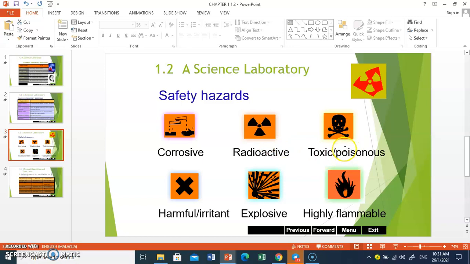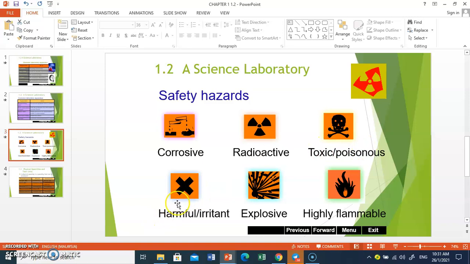The third one is toxic or poisonous. So the chemical with this symbol is poisonous or toxic. So do not drink, eat, smell, or taste this chemical. Examples of these chemicals are mercury and chlorine.